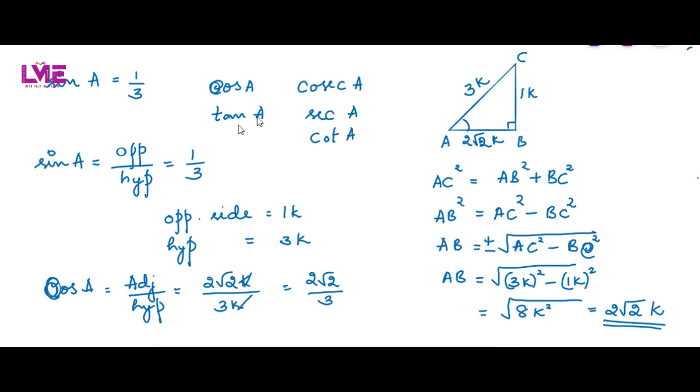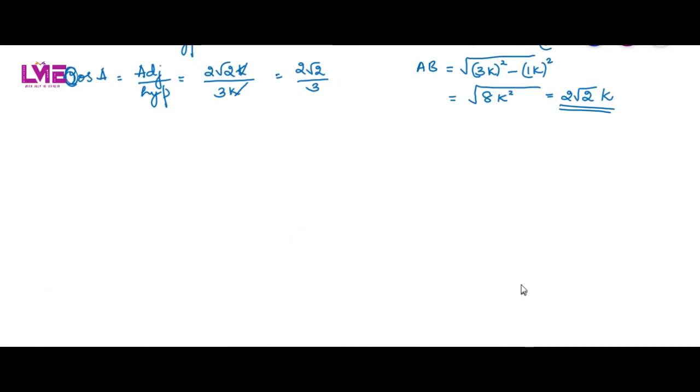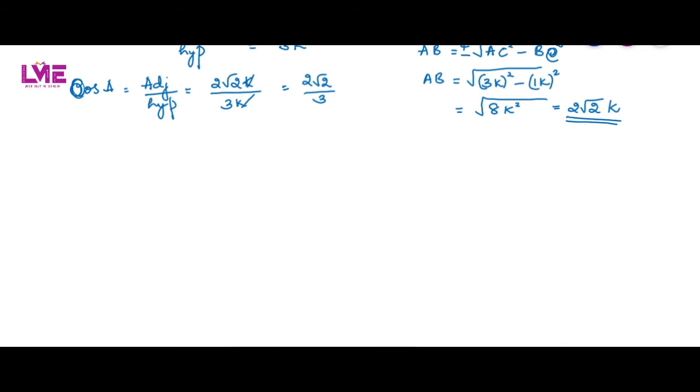Now let us proceed with the next trigonometric ratio. So tangent of A. So let me write it as tan A. So tan A is what? Either you can write opposite by adjacent, or you can also write it as sine A by cos A. Both are correct. So both will give us the same answer. So let me take sine A by cos A.